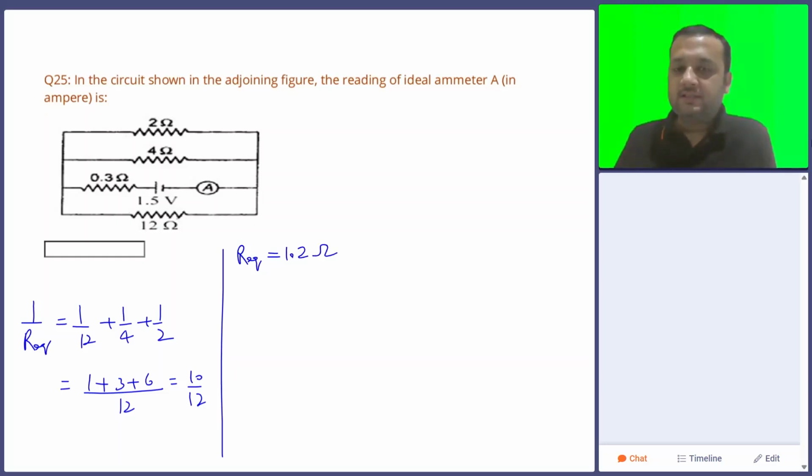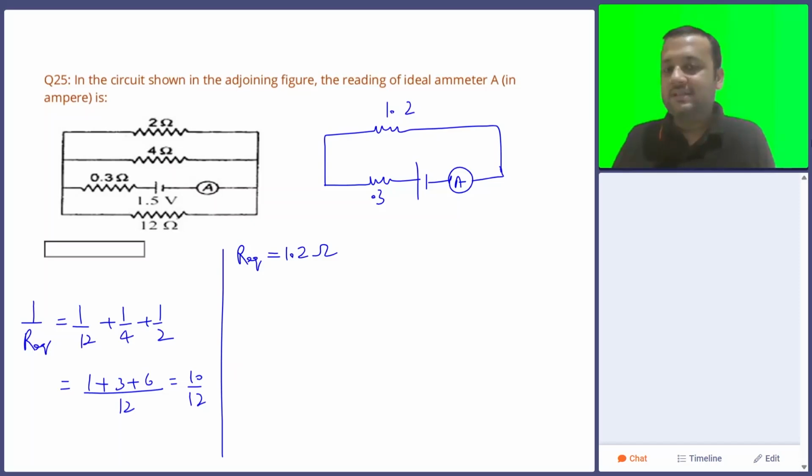Now if I remove these three resistors and just attach a single resistor of 1.2 ohm. So this is the cell, this is the ammeter, and this 0.3 ohm is as it is, and the remaining three become 1.2 ohms. Now what is the series combination of these two? 1.5.